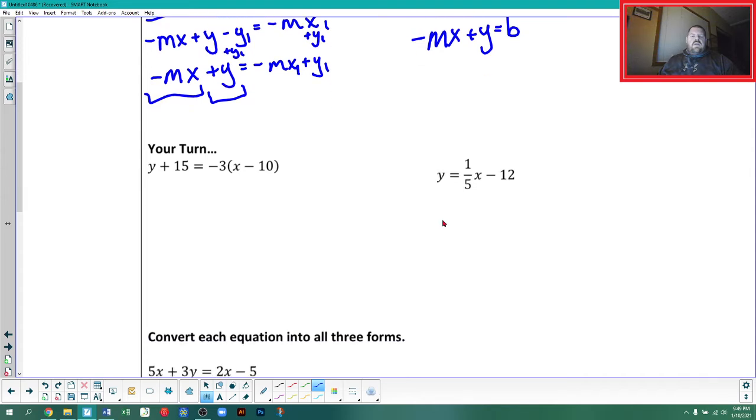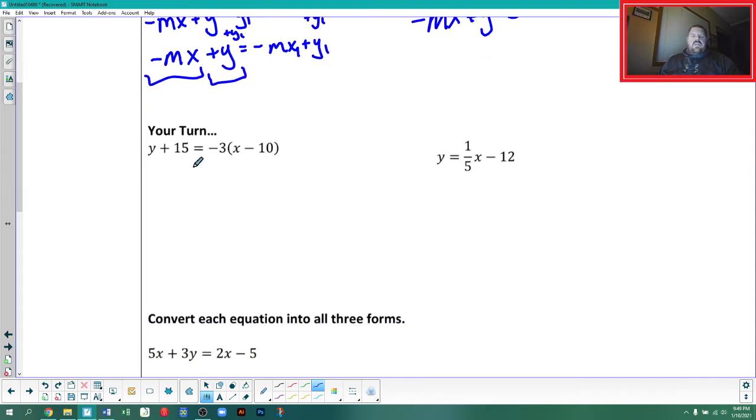So let's look at these actual examples that we have. And we'll follow the same strategy. The first thing I want to do is to distribute that negative 3. So we say we have y plus 15, negative 3x. Negative 3 times 10 is positive 30. So I'm going to start by adding 3x.